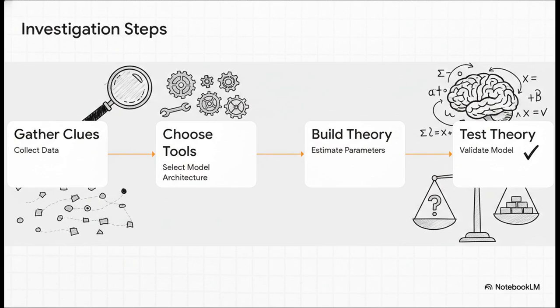Third, you build your theory. This is where you estimate the model's parameters, and parameters are just the specific numbers that make your model fit the clues you've gathered. This is you connecting the dots. And finally, the moment of truth, you interrogate the theory. You test your model against brand new data it has never seen before. Does your theory hold up? If it does, you've cracked the case.